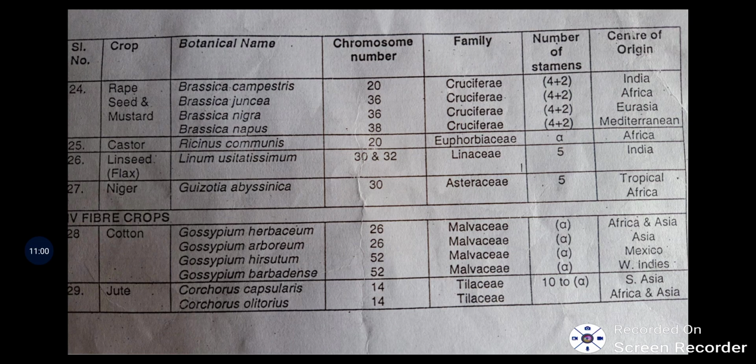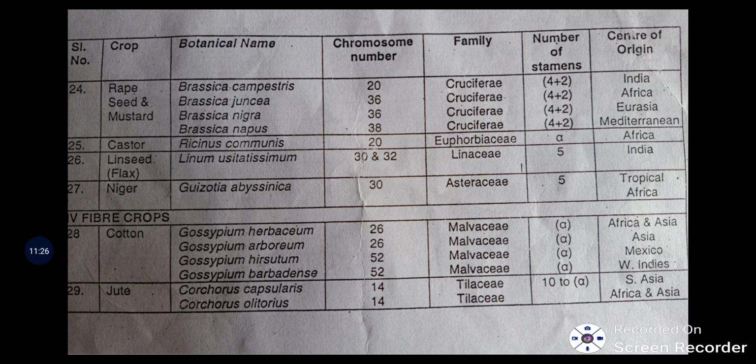We'll talk about some of the fiber crops. Important one is cotton. First one is Gossypium herbaceum. Chromosome number is 26. This is diploid cotton. Belongs to family Malvaceae. Remember, cotton belongs to family Malvaceae and the stamens also differ. Generally it is 6 or 3. Center of origin of Gossypium herbaceum is Africa and Asia.